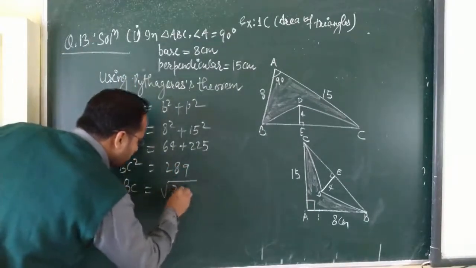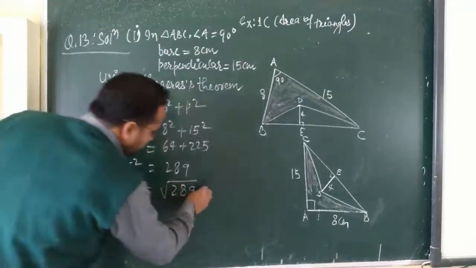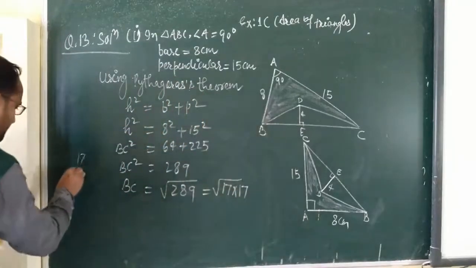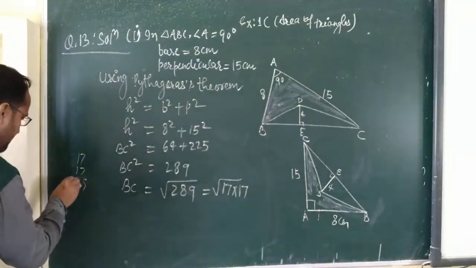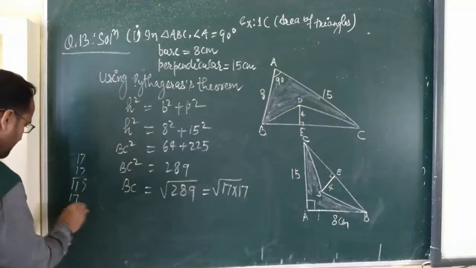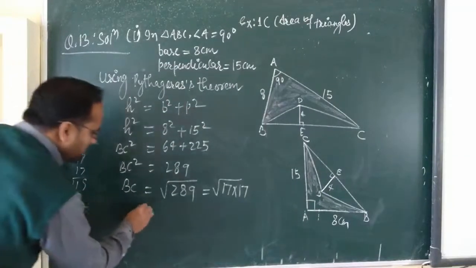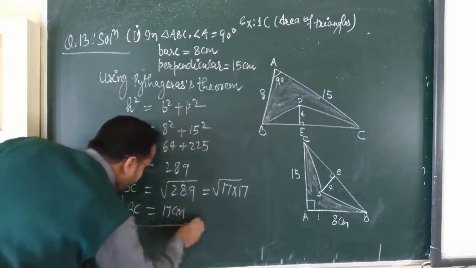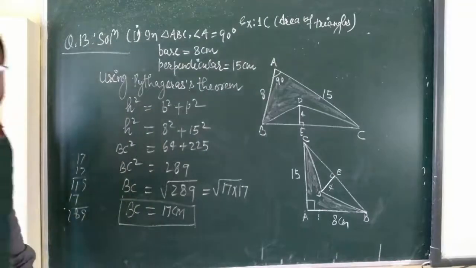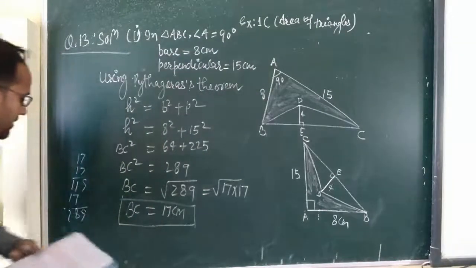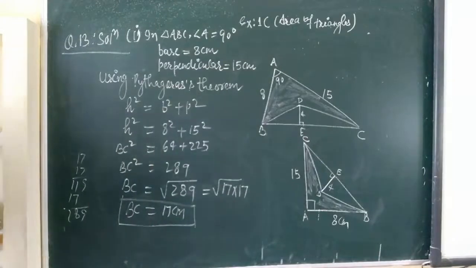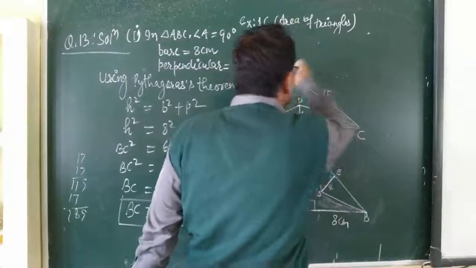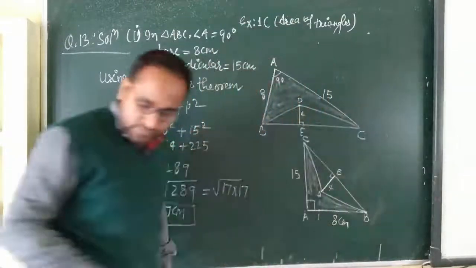BC square is equal to 289, then BC is equal to root 289. And this is the square root of 17, 17 into 17, 289. So you will get this one, 17 centimeter is the value of BC. You will get this hypotenuse is equal to 17 centimeter. Now the area of a triangle, after that I am going to find the area.